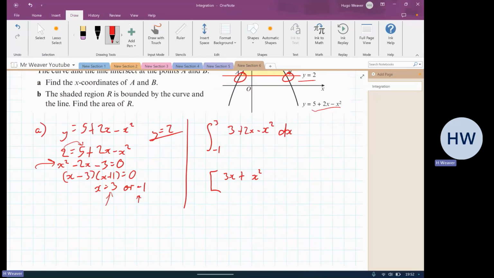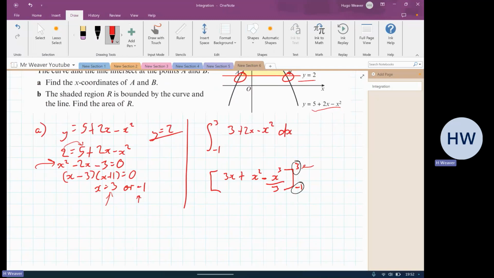Now then, with the x squared, I'm going to increase the power by 1, which gets me 3, and then divide by the new power, which means I'm basically timesing by a third, or dividing by 3, and I've got that minus in there. I don't need the plus c, because if I've got my bounds, which are 3 and -1, the plus c's will cancel. And what I need to do is substitute my bounds, these ones here, into the x's individually and subtract them from each other.